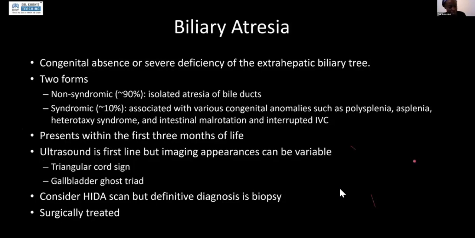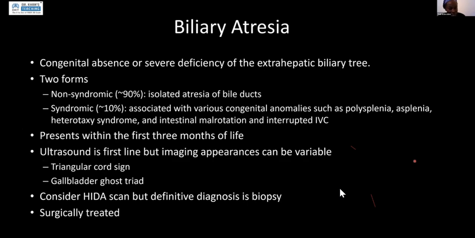hyperbilirubinemia. Sorry, I always struggle to pronounce that word. So they get conjugated raised bilirubin rather than unconjugated, and the concern is that they've got biliary atresia, and we need to pick it up as early as possible so they can go on to have the Kasai procedure, which prevents them going on to develop cirrhosis.